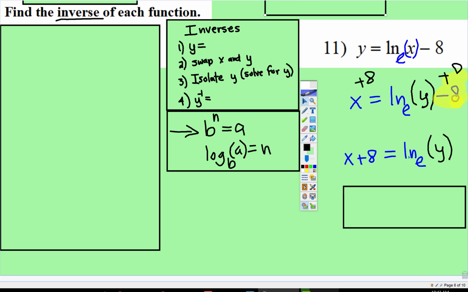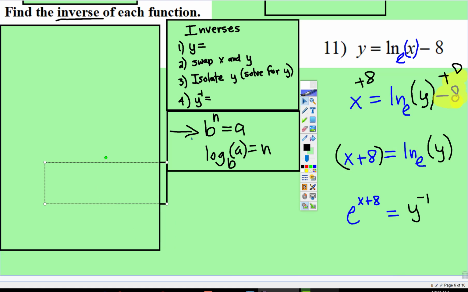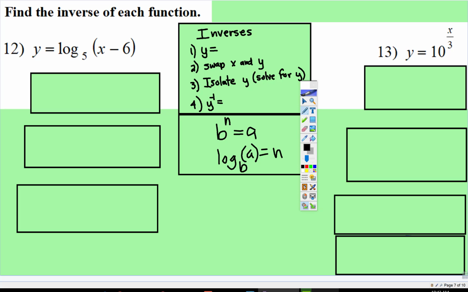And once we do that, we can go ahead and write that log in exponential form. So here's our base. This whole thing is the a value, and b to the n is equal to a. And then there you have it. e to the exponent x plus 8 is equal to y. And then since this is the inverse of that, we write it with the inverse notation. I think that, oh, we've got a couple more.